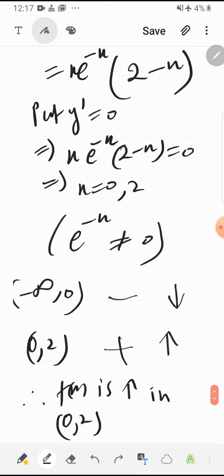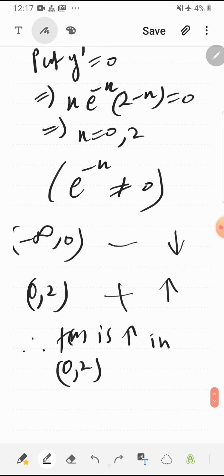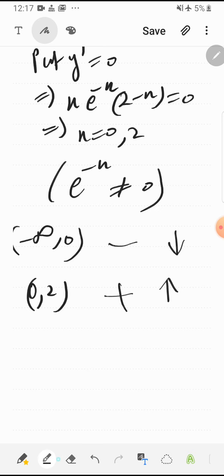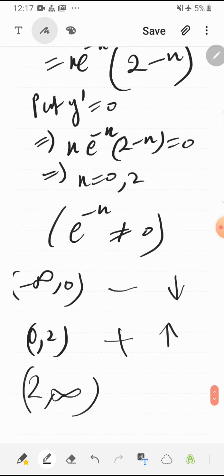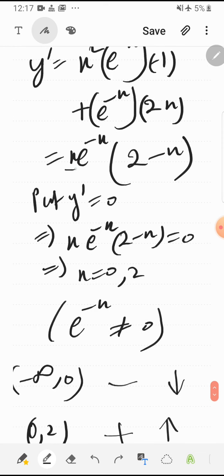Now routine steps say if I make intervals minus infinity to 0 and 0 to 2, and third is 2 to infinity. So if I pick any point from first interval, let it be minus 1. So if I am putting minus 1 here, so x, it is negative, it is positive, and it is positive. So overall it is negative, so decreasing function.